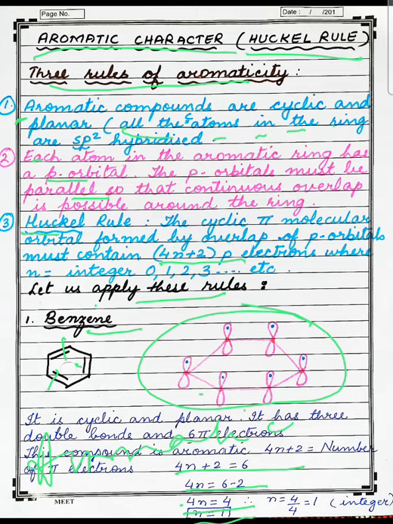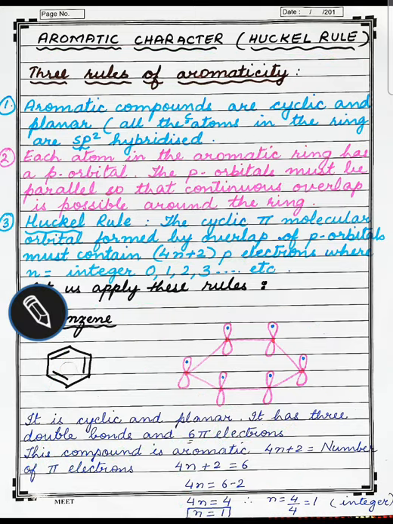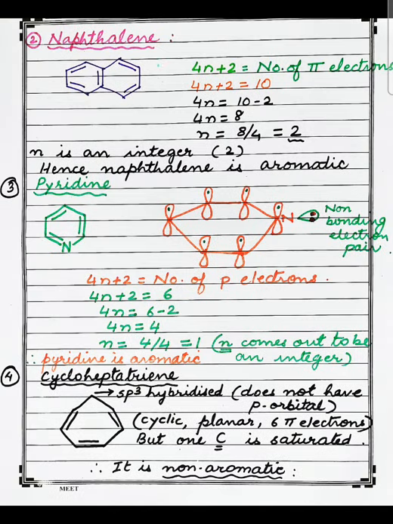Let us take the second example. Naphthalene is also cyclic and planar. It has 5 double bonds and 10 pi electrons. It has a p orbital on each carbon atom of the ring, and therefore a continuous overlap around the ring is possible. And this is in accordance with the Hückel rule.